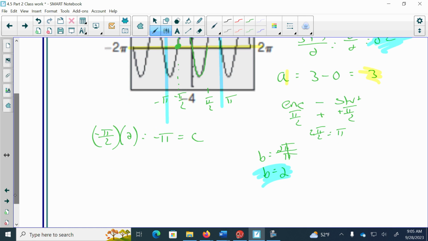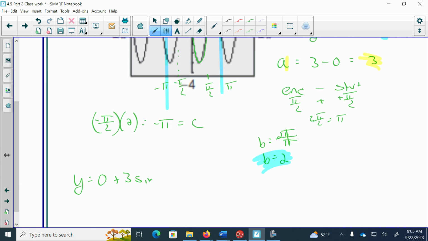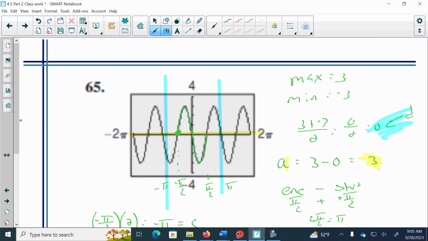To write the equation, I'm going to say y is equal to d. Well, d is 0. Plus my amplitude, which I said was 3, sine of b, which I said was 2, x minus, and then my c is a negative pi. So to clean this up, I'm not going to write the 0: 3 sine, and then we have 2x plus pi. And that's the equation for number 65.